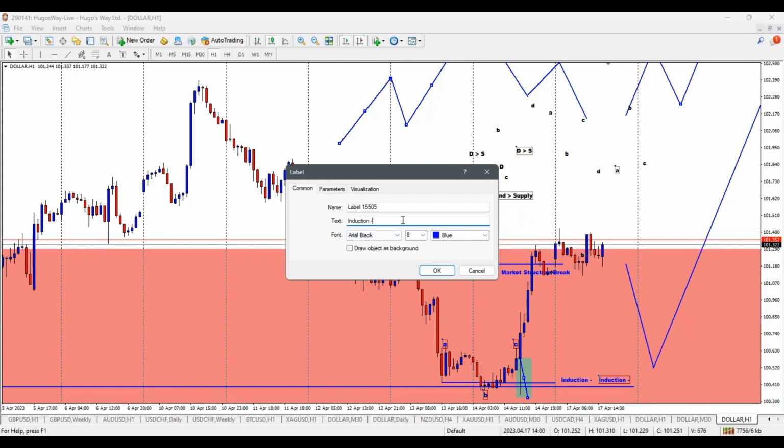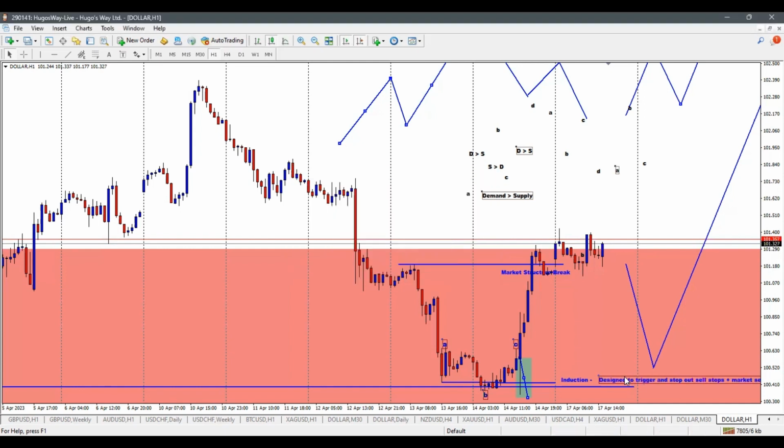So this induction here, designed in this case to trigger and stop out sell stops, plus also sell orders, market orders, market sells. I'll put market sells for short because that will make more sense. Market sells. So this is the reason why this induction happened. Now the induction happened at 1:30, which was the retail sales news.